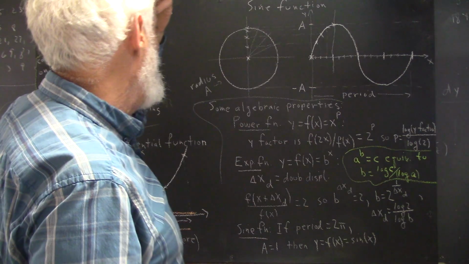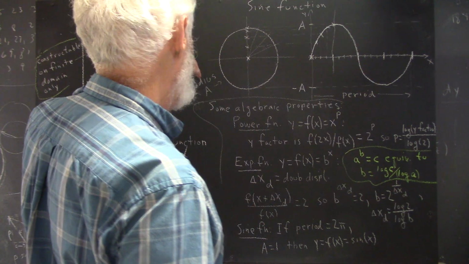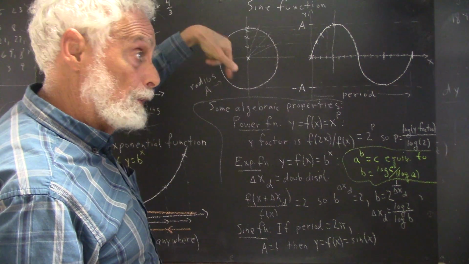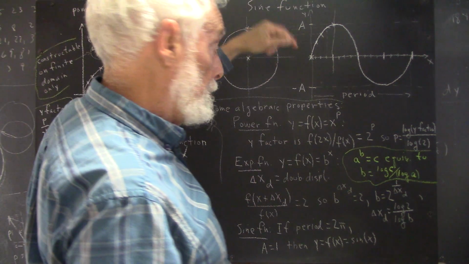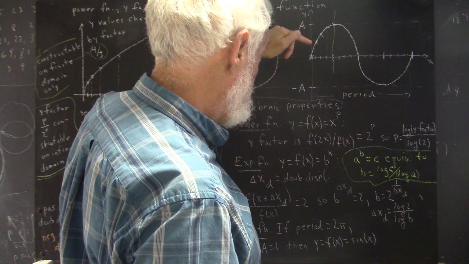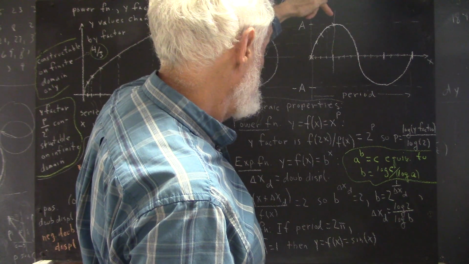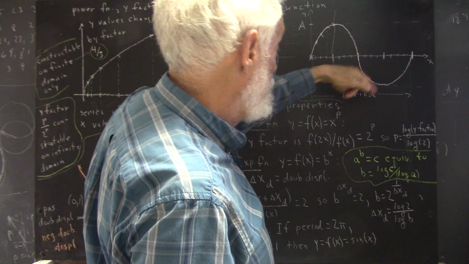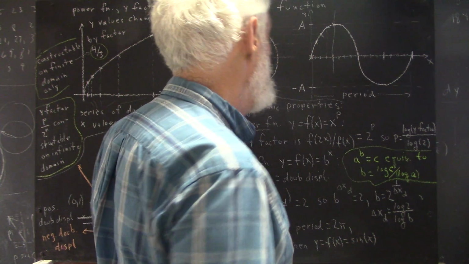The thing we call the amplitude is basically the radius of the circle that we started with, and that corresponds to the distance from the axis up to the maximum point, or from the axis to the minimum point.